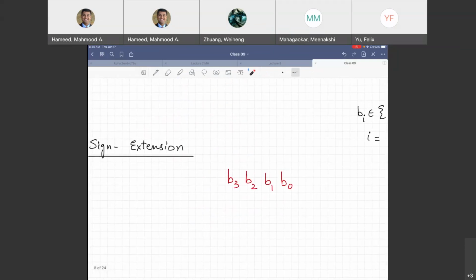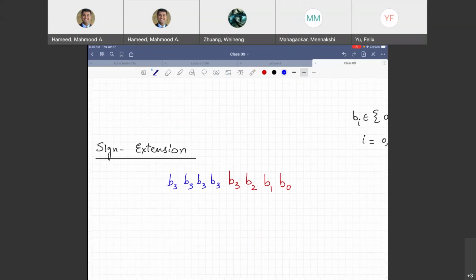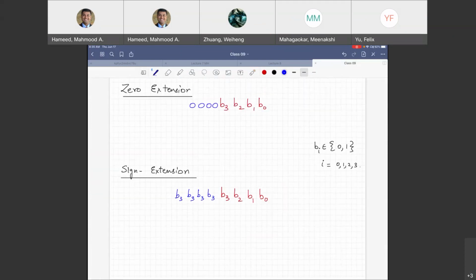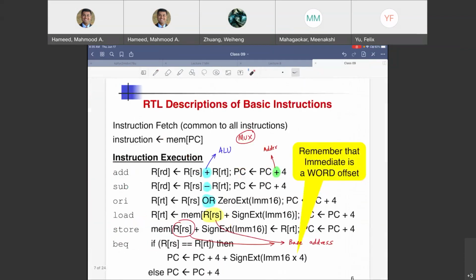Next, sign extension. What should I do here? 4 to 8 bits. 4 B3s. Right, so over here I'm doing B3, B3, B3, B3. Sign extension. Now, B3 can be 0 or can be 1. So when B3 is 0, what does that imply? We are doing that sign extension here, but we are doing that for load word and store word.